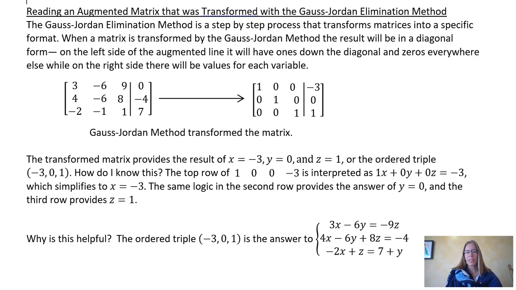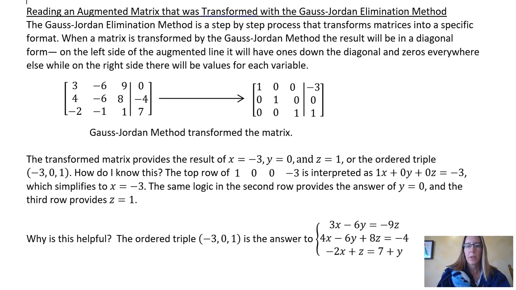The Gauss-Jordan elimination method is a step-by-step process that transforms matrices into a very specific format. When a matrix is transformed by the Gauss-Jordan method, the result will be a diagonal form. On the left side of the augmented line, it will have ones down the diagonal and zeros everywhere else, while on the right side there will be values for each variable.